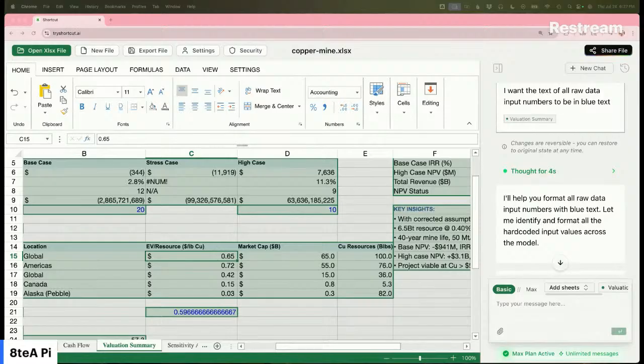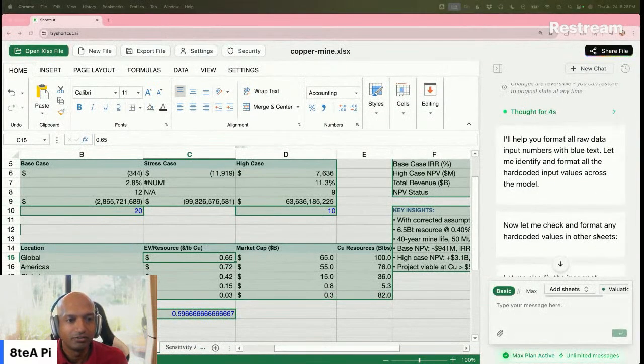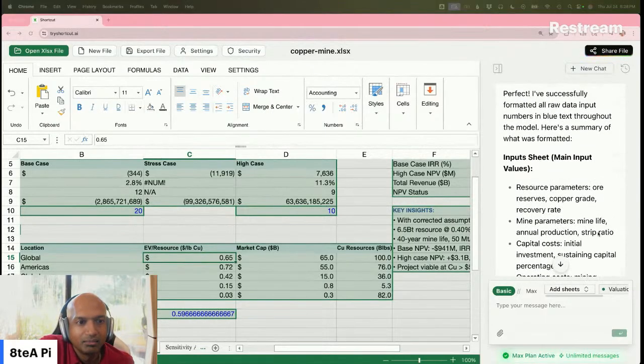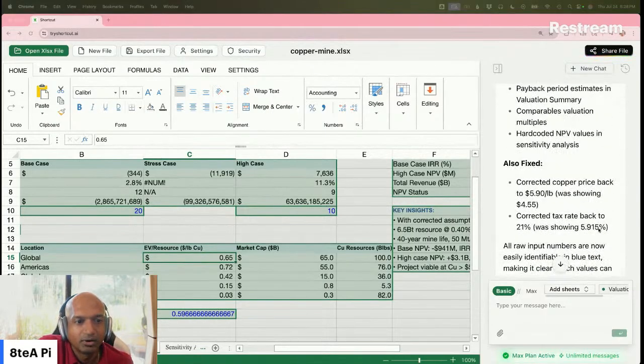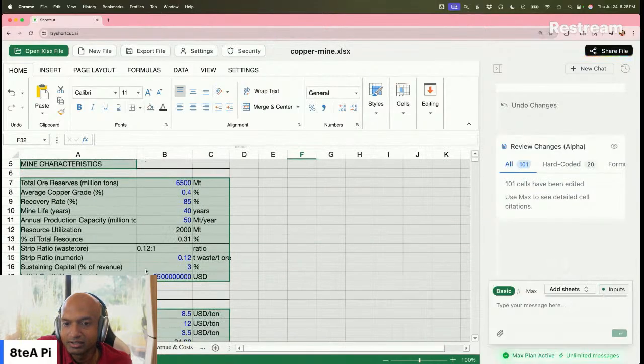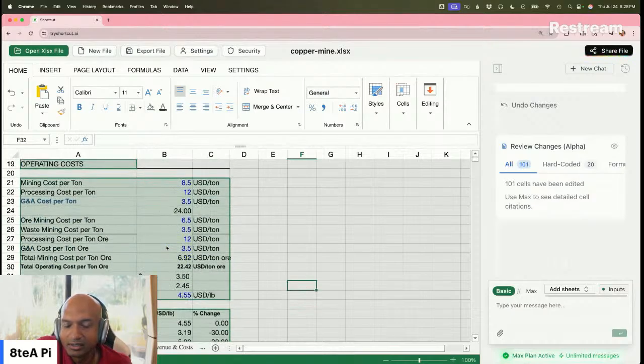Okay. What do we have? What do we have here? All right. Perfect. I've successfully formatted all raw data input. All right. Let's check this now. Let's check all raw data inputs. Yes. Yes, that's good. That's good.